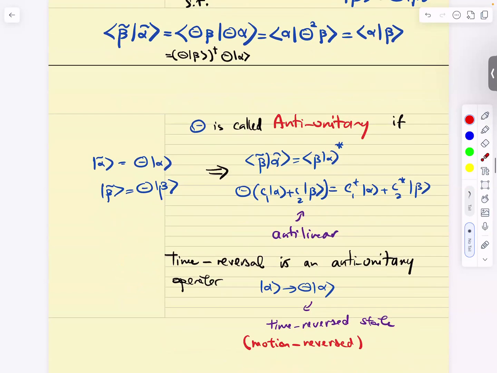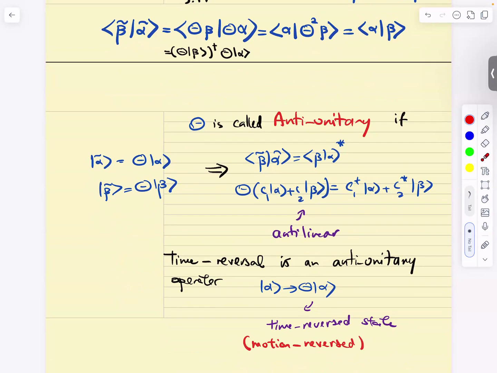All right. There's immediately something a little bit funny about anti-unitaries. They are not linear operators, they are anti-linear operators. So if you wish, this is the very definition of an anti-unitary. If you apply an anti-unitary theta to alpha and beta, then the resulting overlap is the initial overlap complex conjugated. And if you have a superposition of two vectors, theta you can bring it in, but you have to take the complex conjugation. Such an operator is called anti-linear.